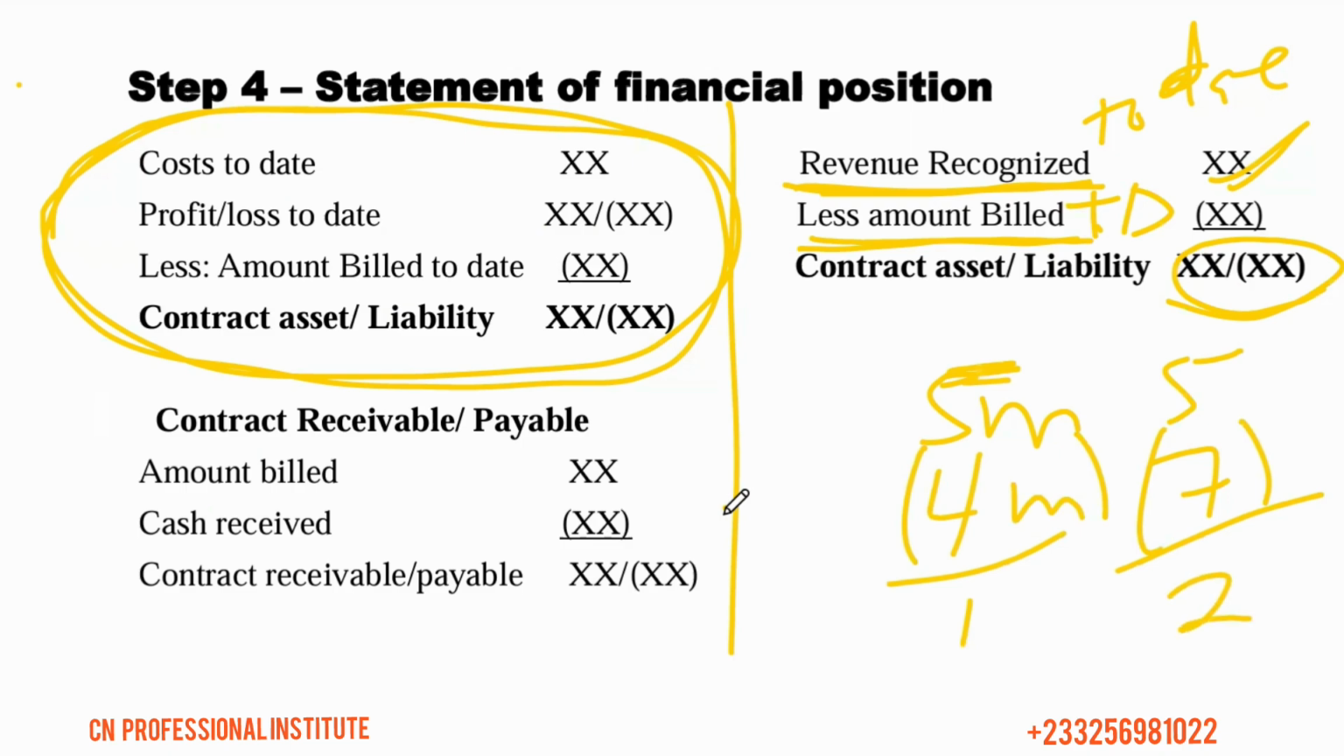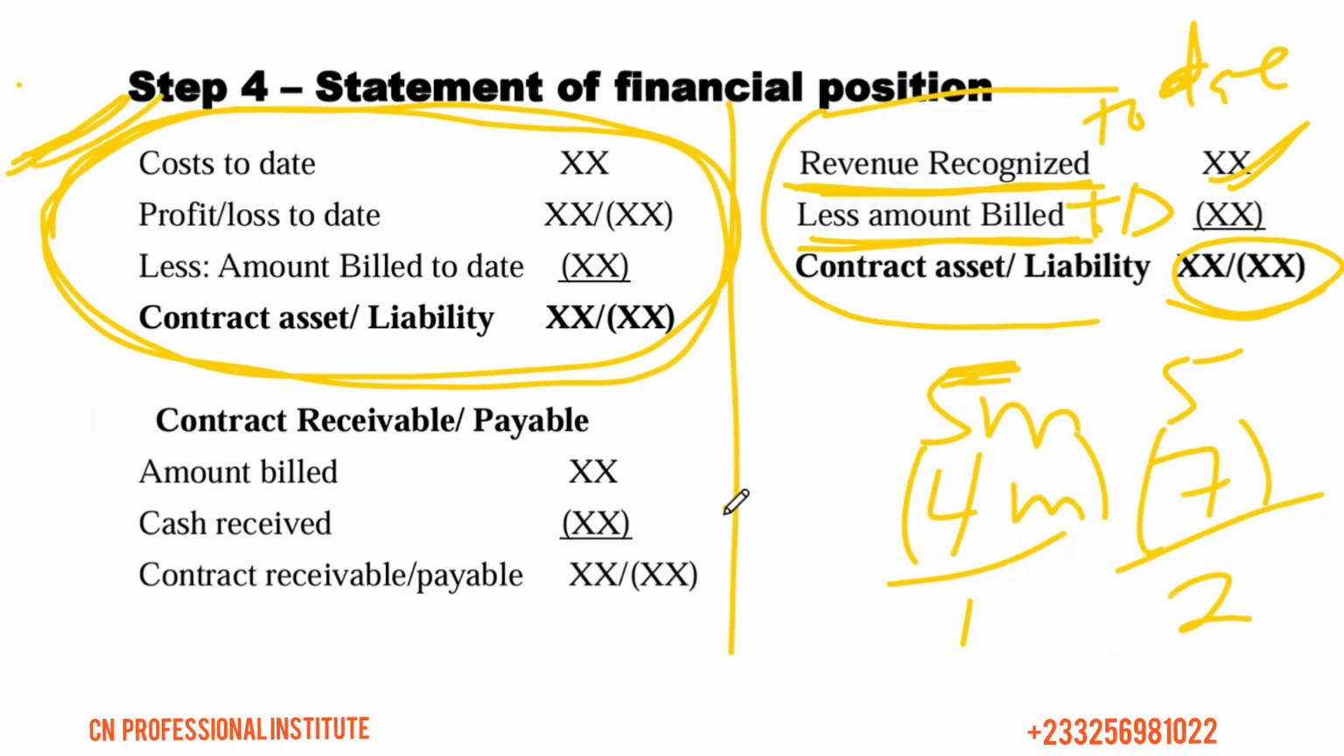2 million. You are billing the customer more than the revenue you have recognized. So there will be a contract what? Liability. So this, the new way of doing it, this one here is a new way. And I said this one is the old way.